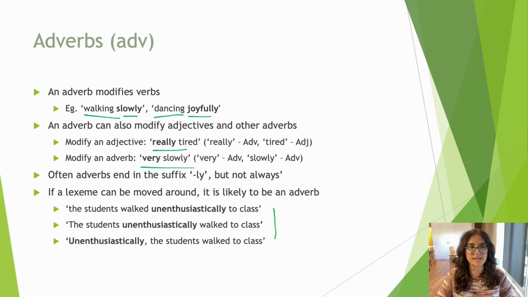So just looking down here, the students walked unenthusiastically to class. Students unenthusiastically walked to class. Unenthusiastically, the students walked to class. So you can see here that the lexeme unenthusiastically can be moved to 3 different positions in the sentence and it still makes sense. So this is likely to be an adverb. So that's just a little trick for identifying adverbs.